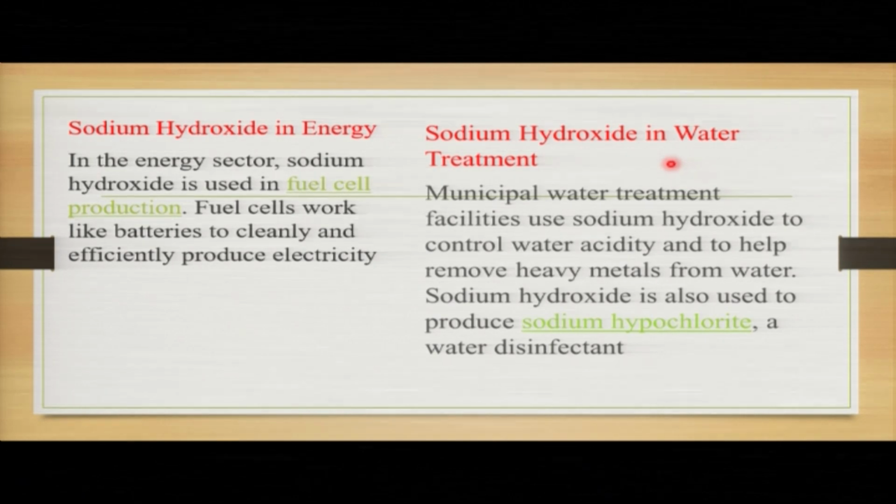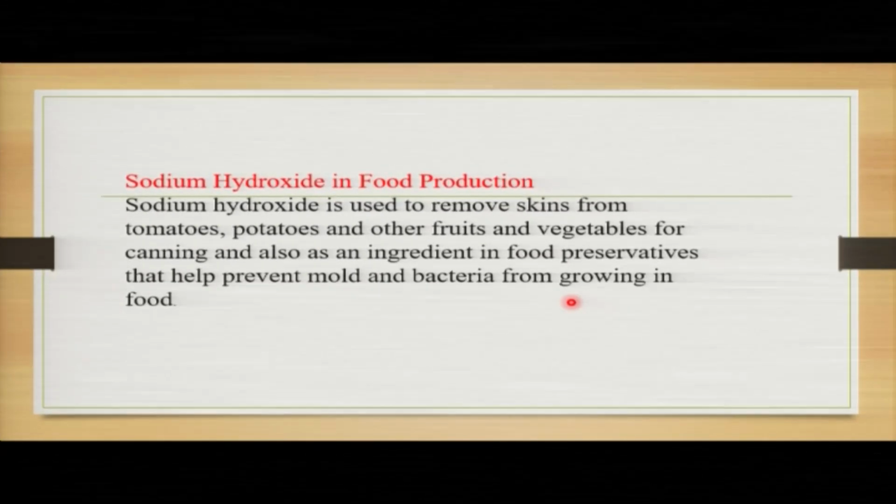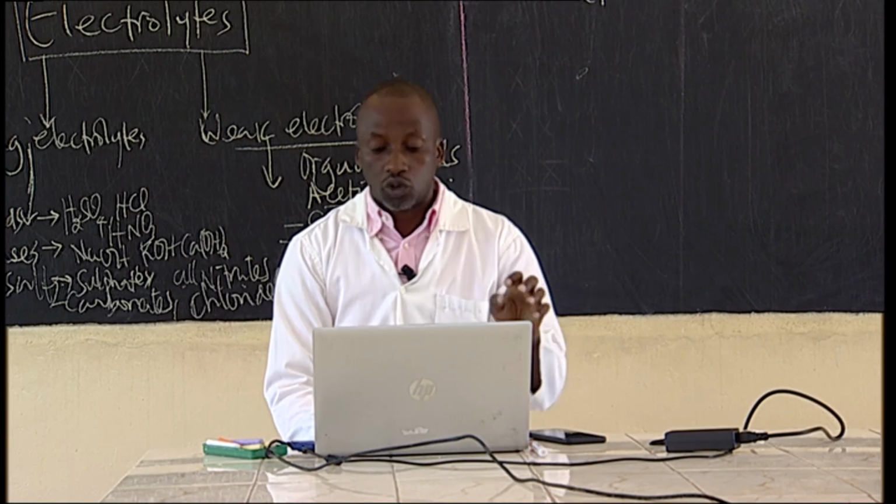In water treatment, for water consumption in our homes, sodium hydroxide can be used to control water acidity because it is a very strong base. It is also used as a disinfectant and as a bleach at the same time. Sodium hydroxide in food production is used to remove the skins from tomatoes, potatoes, and other fruits and vegetables, and for canning, that is packing ingredients, because it has a pH that can reduce the growth of some bacteria.